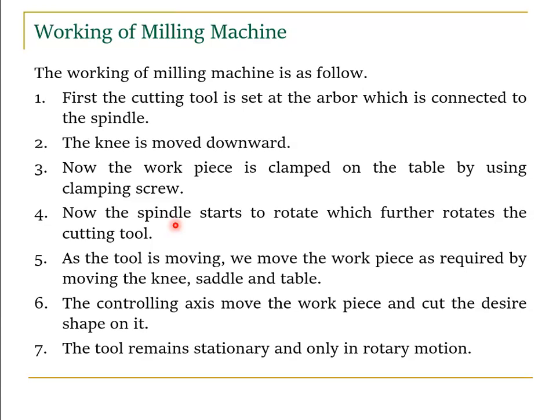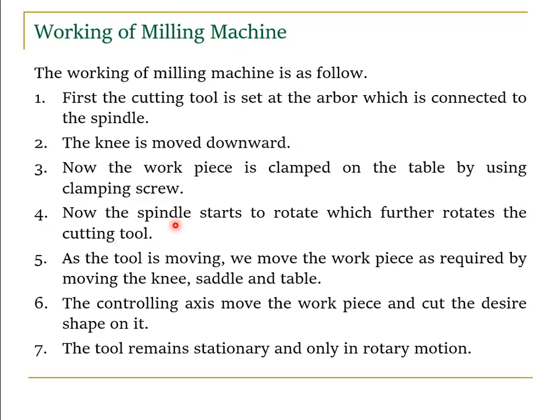So how it works, the working of the milling machine is as follows. First, the cutting tool is set on the arbor, which is connected to the spindle. So we take the cutter and first connect it to the arbor. I am going to use a horizontal milling machine. So I have connected the cutter to the arbor. I lift the arbor and fit it. The knee is moved downwards. I move the knee downwards.